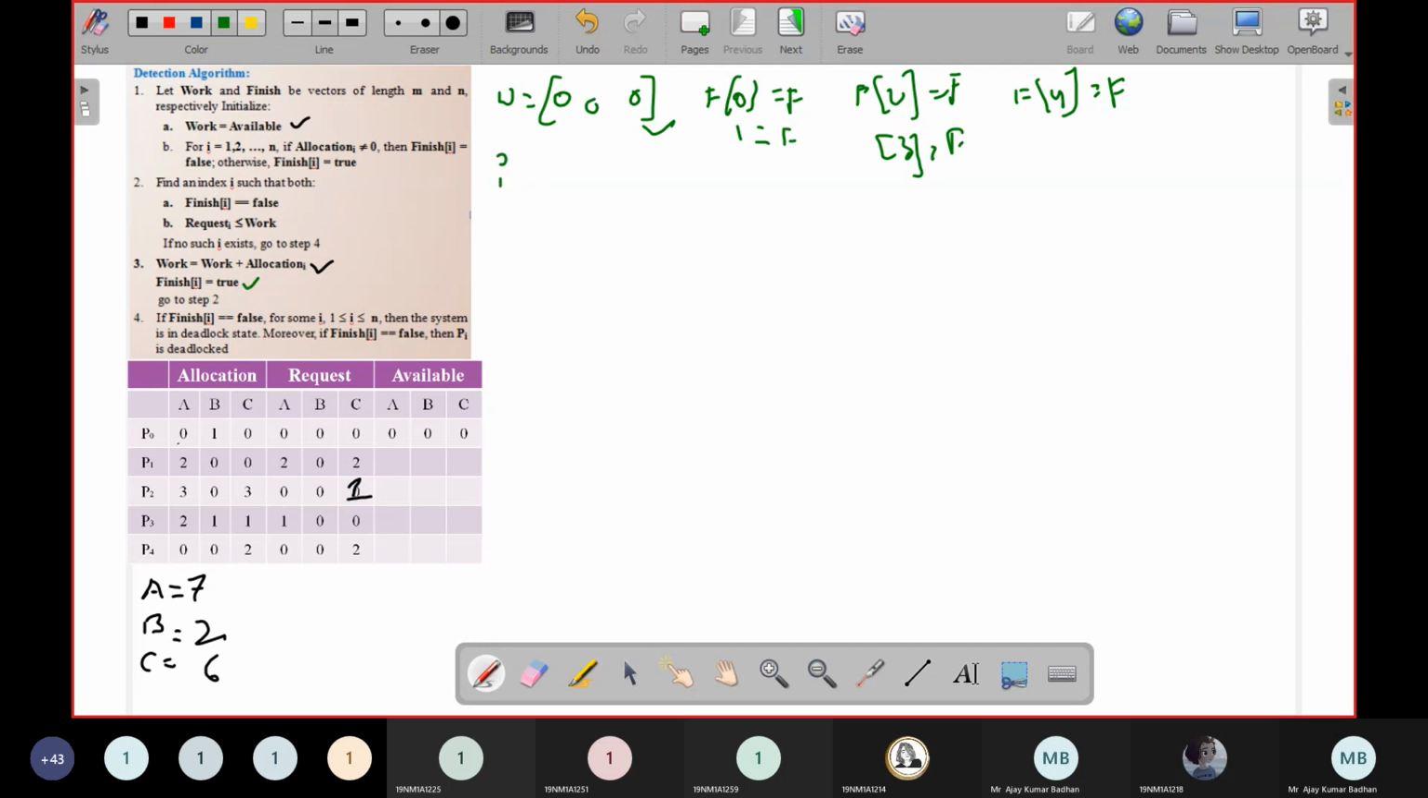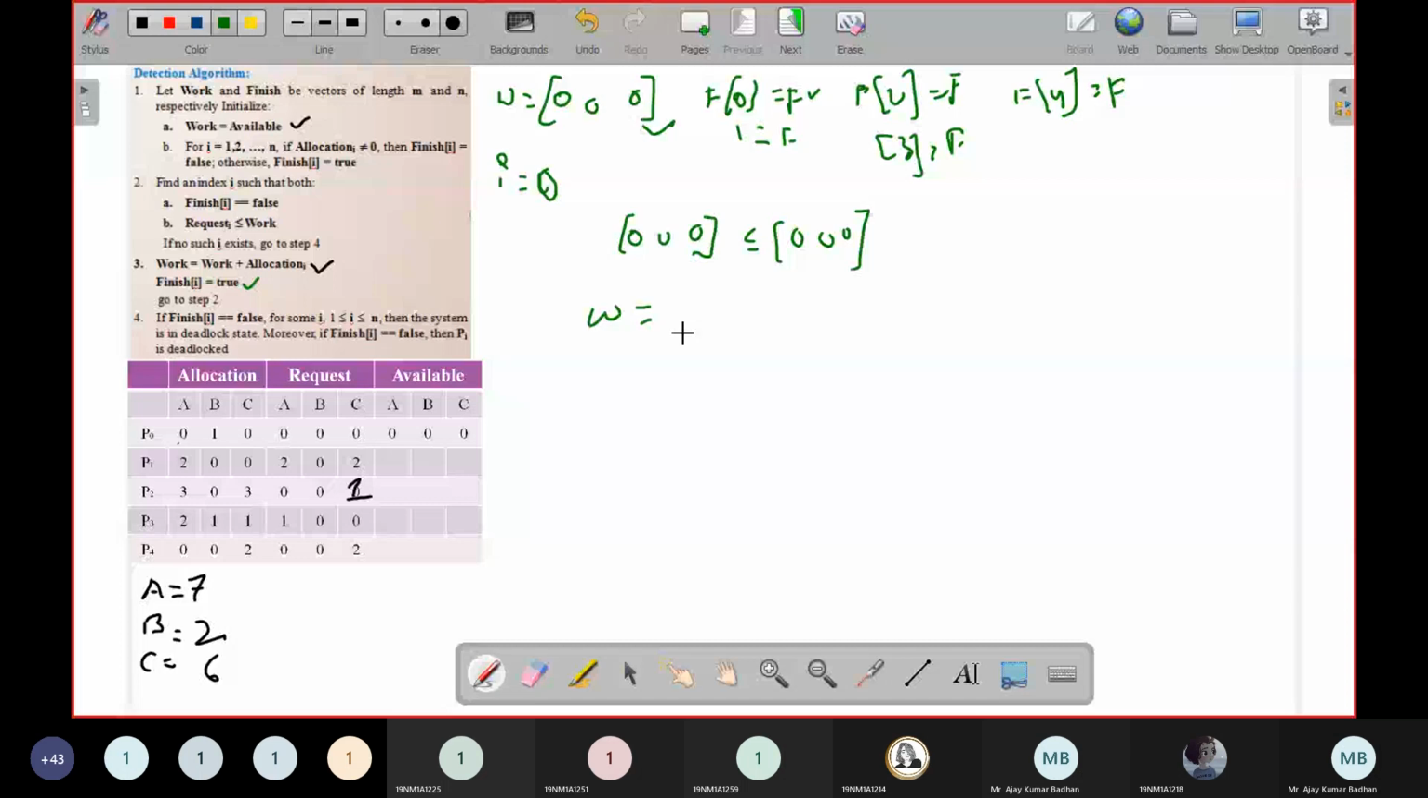So initially I'll start with I equal to 0, which means the first process. So what I have to do? Finish of I is equal to false. The condition is satisfied. Now the request. What is the request we have for process 0? 0, 0, 0. So 0, 0, 0 is less than or equal to work. How much do we have? 0, 0, 0. So you can see that it is not less than, but it is equal to. Fine.